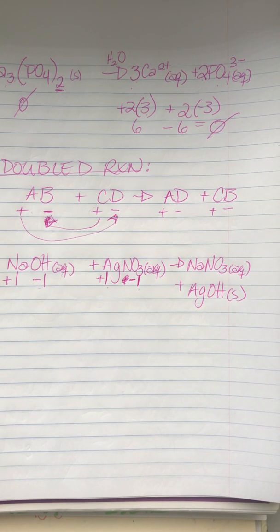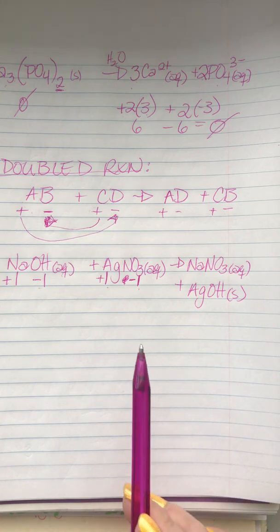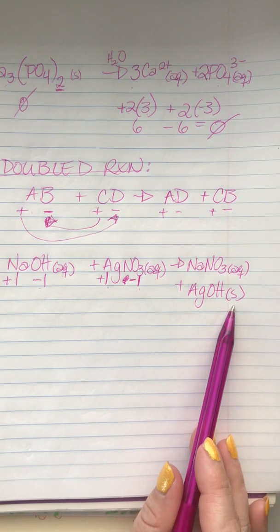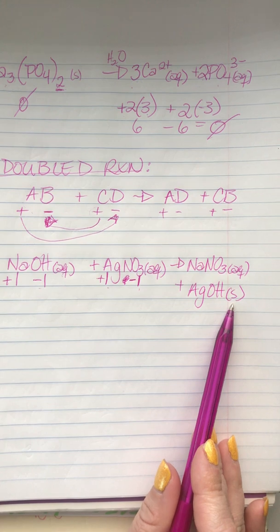So, a couple of things here. Everybody comfortable with why these guys switch partners in this specific order? Cool. And if you guys notice, I wrote a little S down here, right? What does that S stand for?